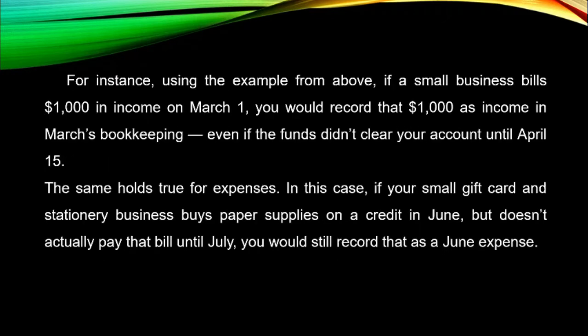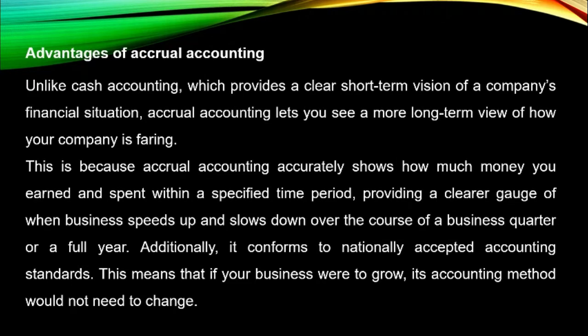So, for example, if a small business bills $1,000 in income in March, it would record that $1,000 as income in March bookkeeping, even if funds didn't clear your account until April. The same holds true for expenses. So if your small gift card and stationery business buys paper supplies on credit in June but does not actually pay until July, you would still record it as a June expense.